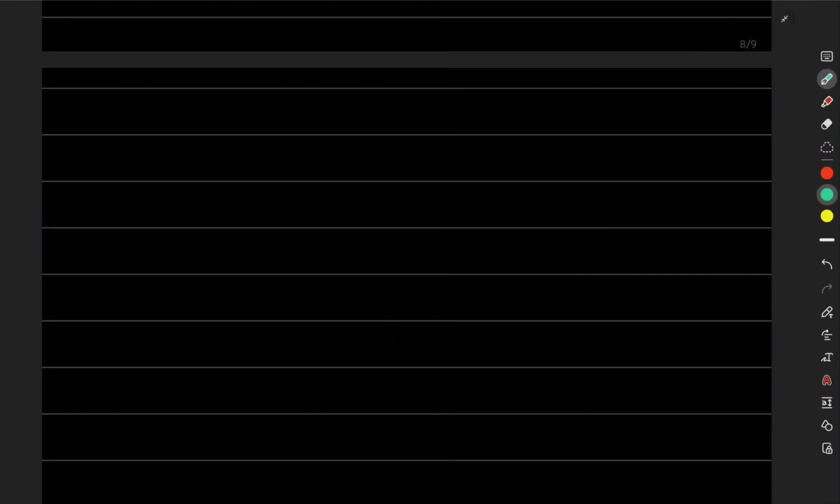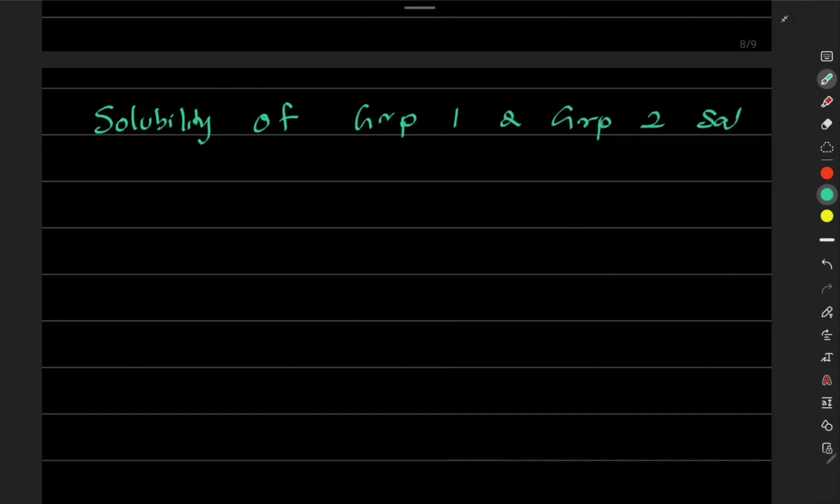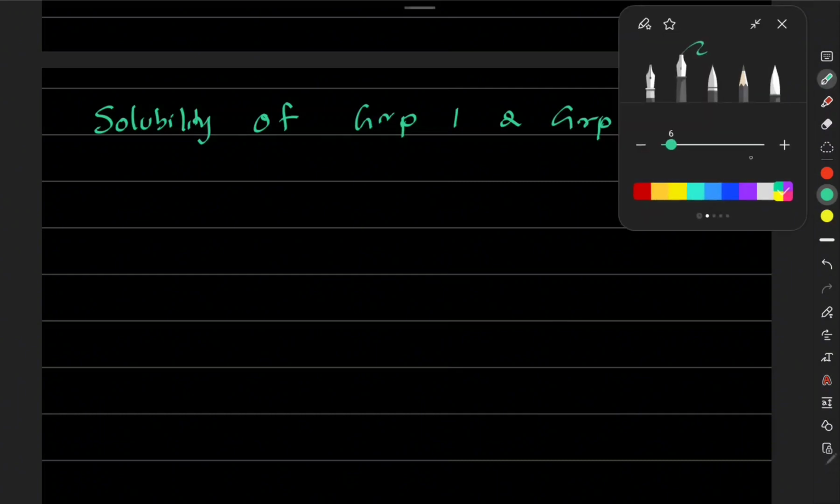Here, let's talk about the solubility of group 1 and group 2 salts. Point number 1: all group 1 salts are soluble in water except some of the lithium salts. They are lithium fluoride, lithium carbonate and lithium phosphate.